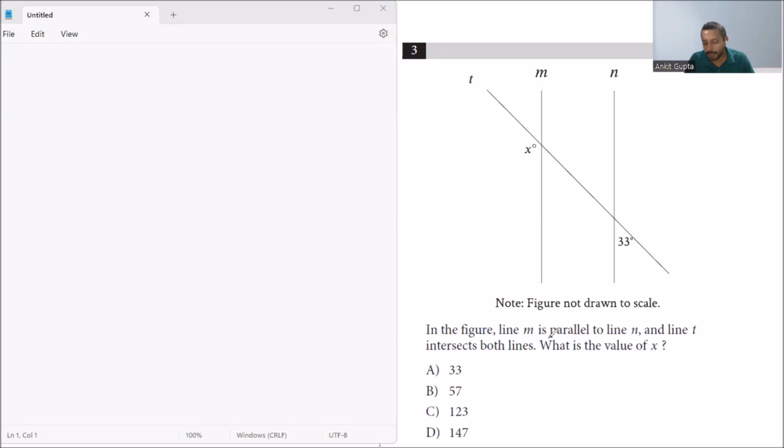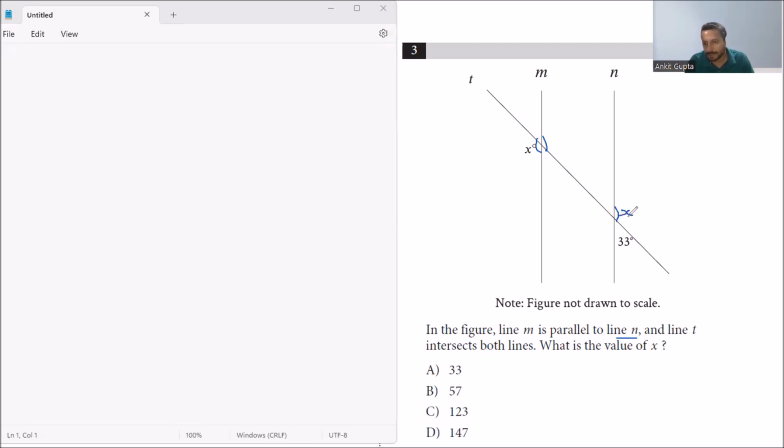Now in the figure, line M is parallel to line N. So two parallel lines are given to us and line T intersects both the lines, right? Whenever we have this kind of problem, it's always about finding equal angles. So this angle will be equal to this angle, which is the opposite angle. And since line M is parallel to N, these two angles will also be equal. What is the value of x?